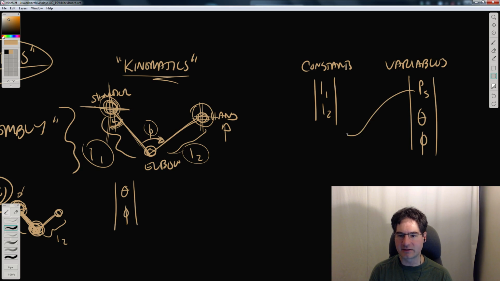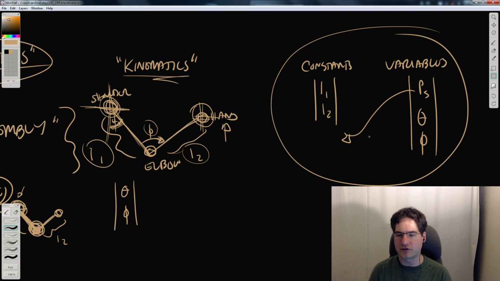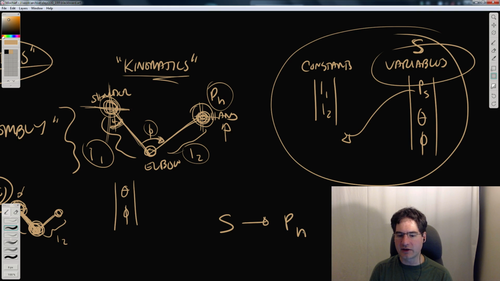Now maybe that's a constant, maybe that goes here, but it doesn't matter. Point being, the arm is completely described by these things, and which ones you want to be constant and which ones you want to be variable is up to you when you're describing the problem. But the point is, taking one of these state vectors, whatever we want to call this, maybe we'll call that S, let's say. Taking one of those state vectors and saying we've got P hand out here, I want to know what P hand is. Taking that state vector and producing the location of the hand, that's kinematics.